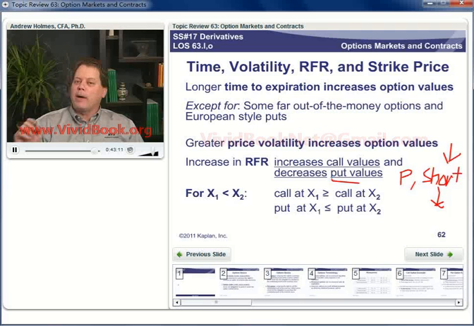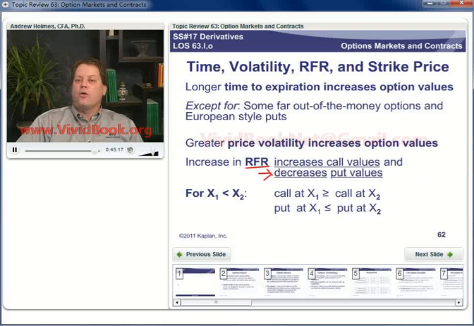And my experience is that people struggle with the influence of the risk-free rate, especially as it is associated with puts. So my suggestion is get the intuition down for calls, and then just remember that puts is just the opposite. Okay, we've already talked about differences in exercise price.